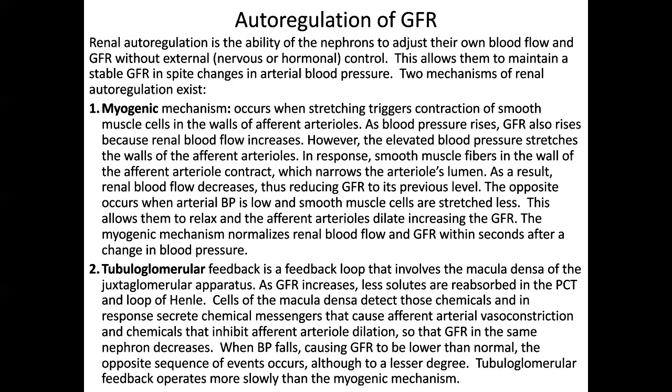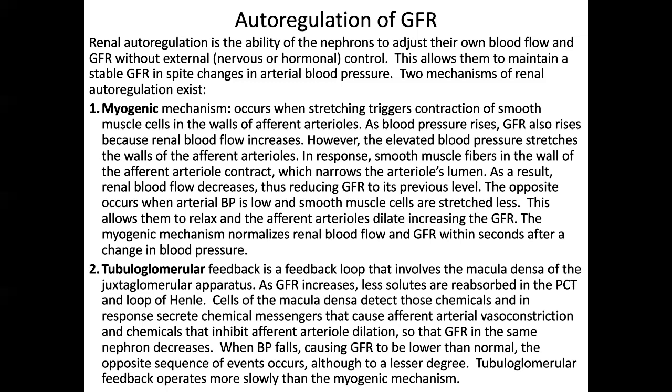There are two mechanisms of autoregulation that exist. The first is the myogenic mechanism, and the other is tubuloglomerular feedback. And the myogenic mechanism is something we've actually talked about before. It occurs when stretching triggers contraction of the smooth muscle cells in the walls of the afferent arterioles. As blood pressure rises, GFR also rises because renal blood flow increases. So if your blood pressure is high, you're forcing that blood more forcefully into your kidneys. And if the blood's rushing into the kidneys more rapidly, that's going to force more stuff out of the blood. So therefore, GFR goes up if your blood pressure throughout the body goes up.